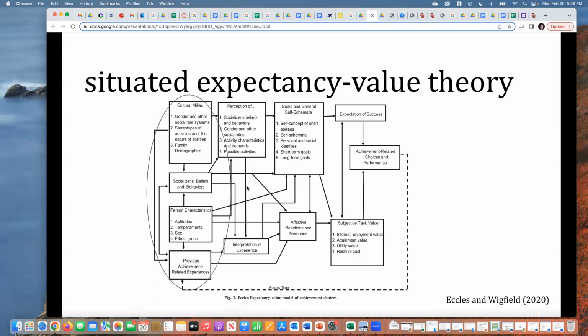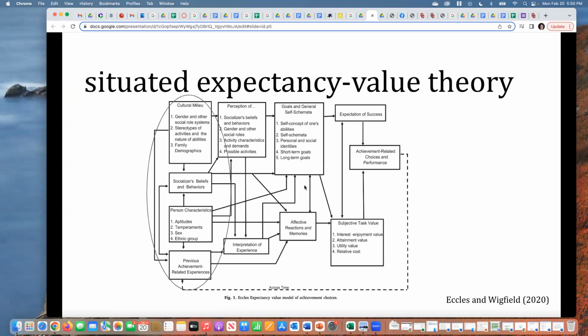Another thing that really matters are the socializers that students, or individuals in general, are interacting with. A few examples of who socializers are could be teachers, of course, parents or guardians, and peers. The other things in this left side of the column that really matter are the individual characteristics and previous experiences that students bring to the table.